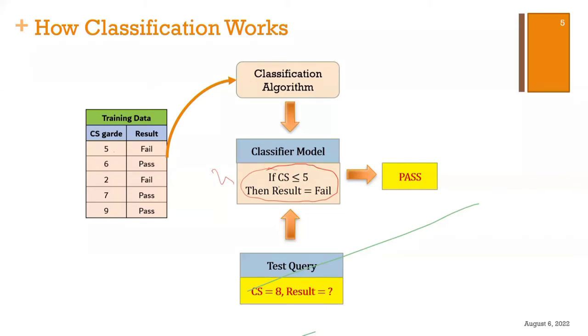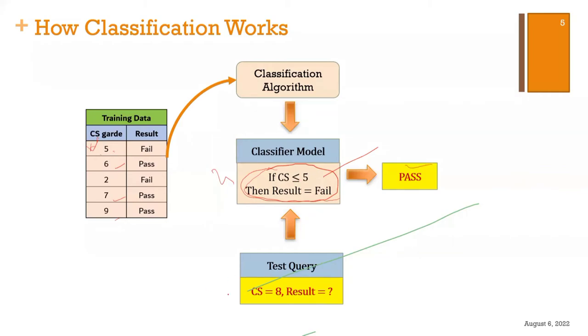Very simple rule: if CS is less than or equal to 5, then the result is going to be fail. And if you check it here, any result that is less than or equal to 5 will be a failure. This is pass. This is pass. This is how classification works. You study the variable. This is the feature, the independent variable. This is the result, the output or the dependent variable. How can this affect this? So we got to know that our model uses this simple rule. If you have above 5 you can pass, otherwise you fail.